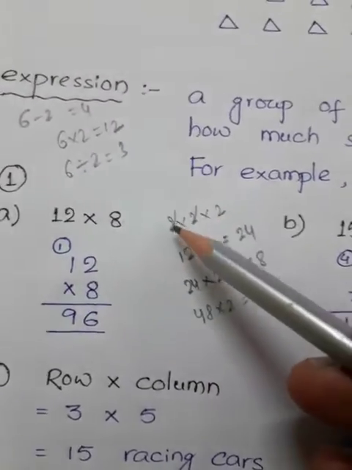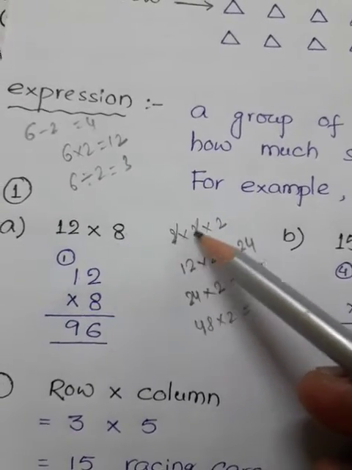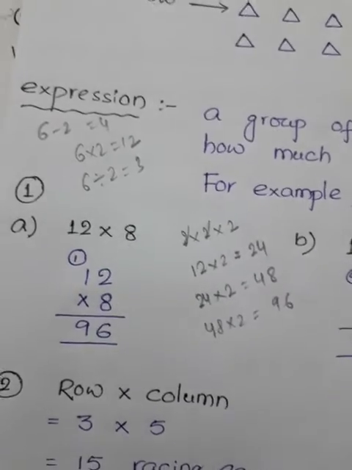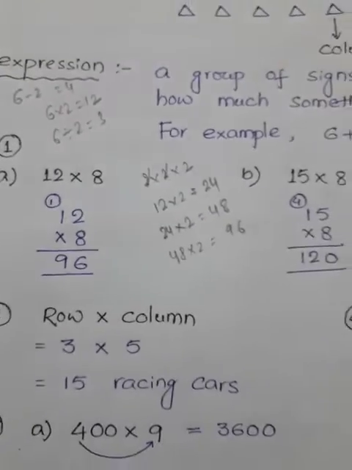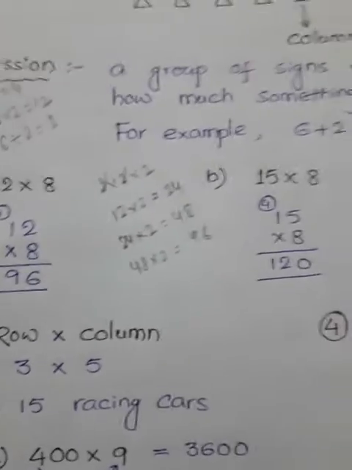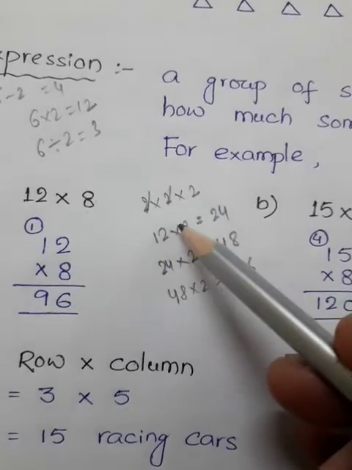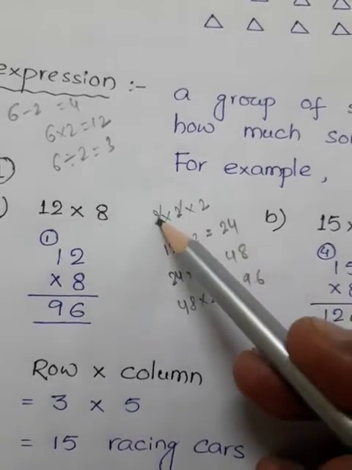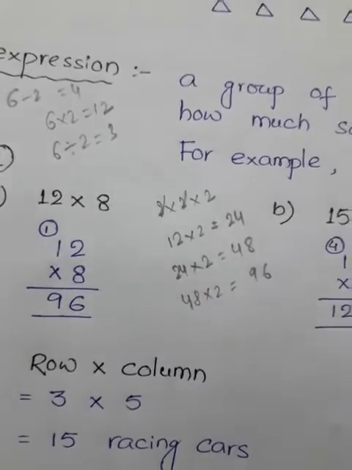Because 8 I can write as 2 multiplied by 2 multiplied by 2. Why? Because 2 twos are 4. 2 times 2 is 4. 4 times 2 is 8. So whenever there is 8, if you don't want to multiply by a big number, you can double 3 times. Double the answer, not the number. Whatever it is, like 12 multiplied by 2 equals 24. That means one time is over. Then 24 multiplied by 2, double. Otherwise you can add also, 24 plus 24.